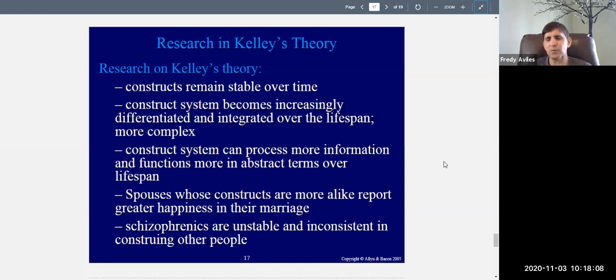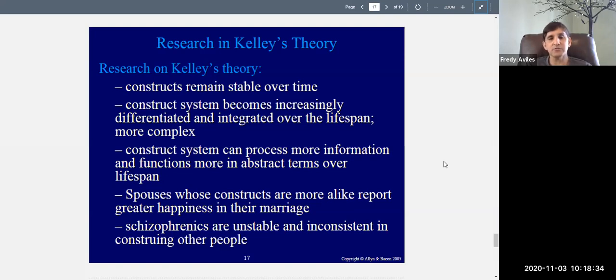But there's a certain time in which we kind of get set in our ways, so to speak, and then it remains stable, okay? A construct system can process more information and functions more in abstract terms over time. As we get older and our thinking improves, our ability to acquire information improves, right? Because children are not very good at learning and acquiring information, and we get better at those things as we grow and as our brain develops.